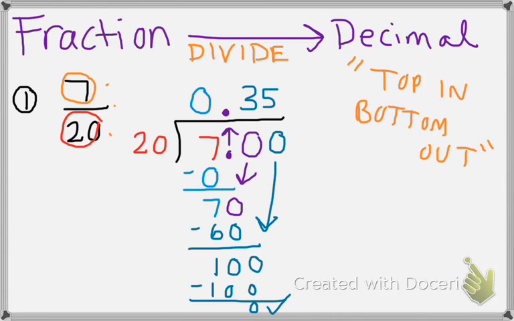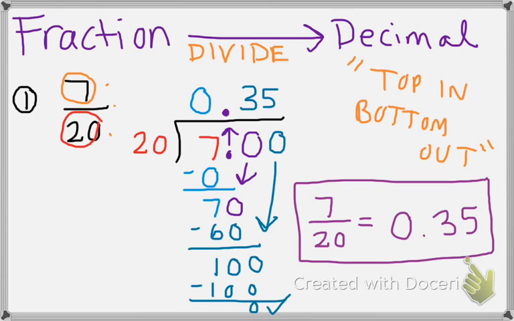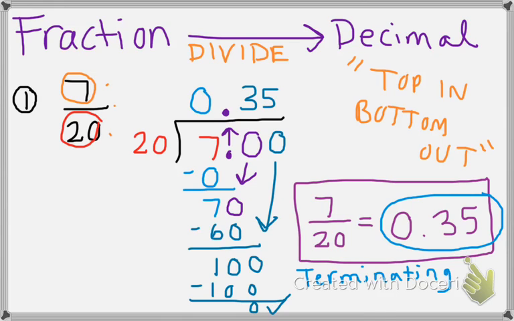So what this is telling us is that 7 over 20 is equal to the decimal 0.35, or 35 hundredths. Now this answer here, 0.35 or 35 hundredths, is called a terminating decimal. What that means is that it terminates. It ends, so it does not go any further. 0.35 is a terminating decimal. It stops right after the 5.